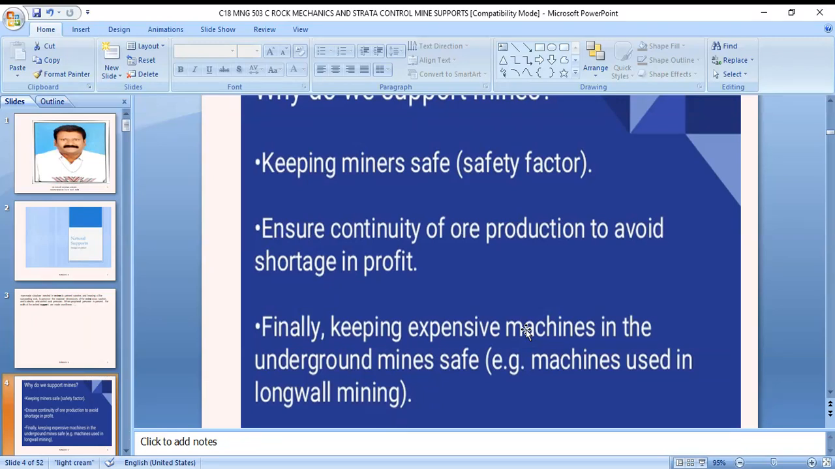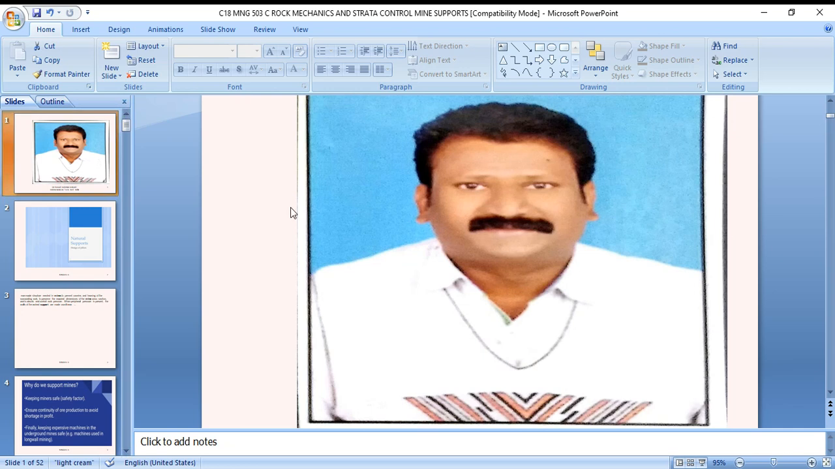Today we are going to learn about mine supports, various natural supports and mine supports from the earlier classes. Today's topic is rock mechanics and strata control in mine supports. The topic is mine supports.